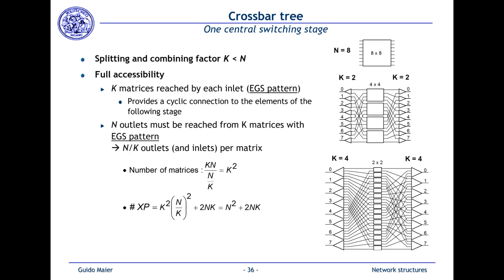How many matrices do we need in the central stage? Okay, the number of matrices is given by this ratio. This ratio basically is due to the input and output balance in the first stage. So on this side, we have n splitters. Each splitter has k outlets. Okay. So we have a total of k by n outlets here. On this side, we have a certain number of matrices. That is what we want to calculate. Each matrix has n divided by k inlets.